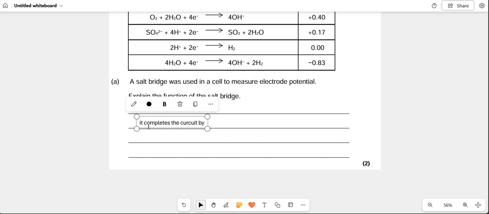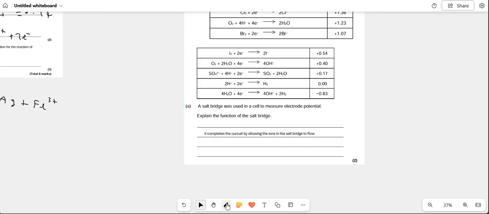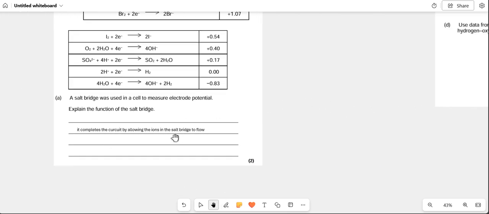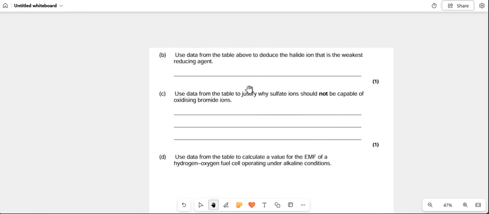And there's two marks here, so you need to say by, it says explain the function, not just what is the function here. So by allowing the ions to flow, or to move. So obviously you've got KNO3 or whatever inside the salt bridge. Those are the ions that are in there, positive and negative ions. They're going to be moving around. That's what's going to carry the charge.